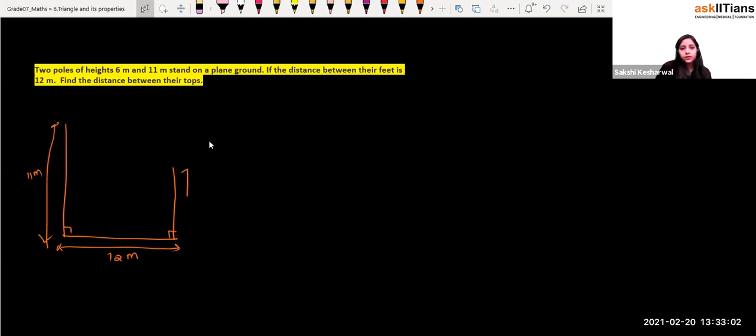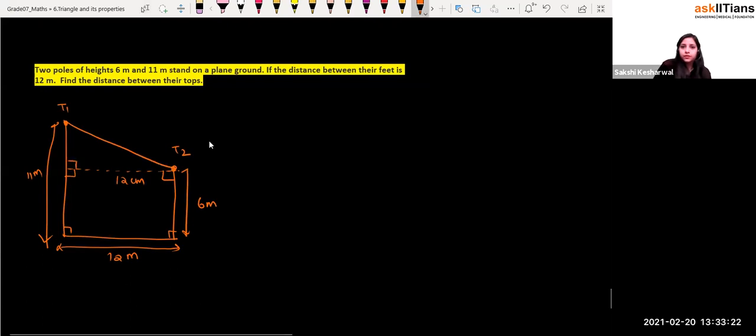6 meter, right? Now, if you draw a line like this, this is going to be 90-degree, 90-degree, so a rectangle is formed. So this is going to be 12 meter. You have to find the distance between the tops. This is top one and this is top two. Now, what will be the length of this? Can you see that this angle will be again 90-degree by linear pair, right or not? Now just see that this length is 11 minus 6, which is equal to 5, right or not?